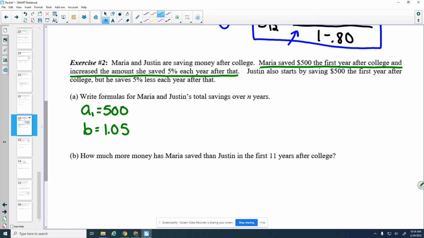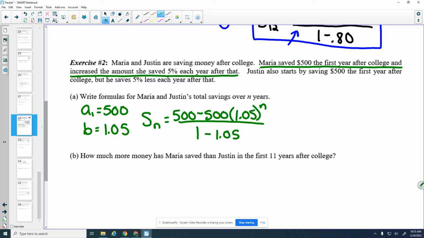Now we're trying to write a formula or a function here, so I don't have an n value. So Maria's sum formula, it's a sum we can tell because we're adding up her total savings over n years. So how much does she have in the bank for each year? We are not talking about interest or anything here, though. So we have a sub 1 minus a sub 1 times b to the n over 1 minus b. So Justin's function, and just to differentiate them, I could actually call this one m sub n for Maria. I'm going to use a capital because we usually use capitals to denote the sums.